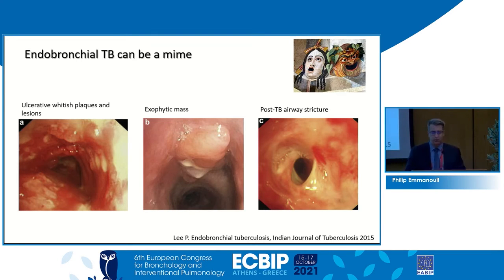It can cause ulcerative whitish plaques and necrosis. It can cause an exophytic mass, which can look like a malignancy. And of course, it can look this way in the post-TB airway stricture.